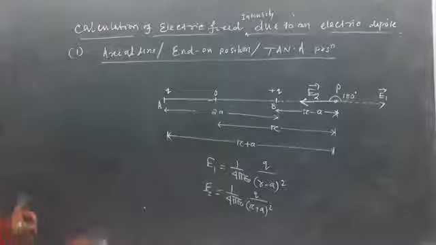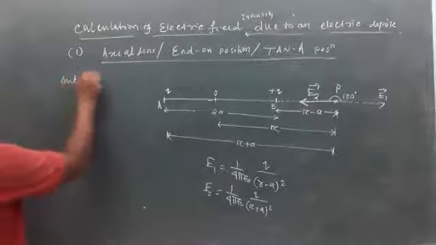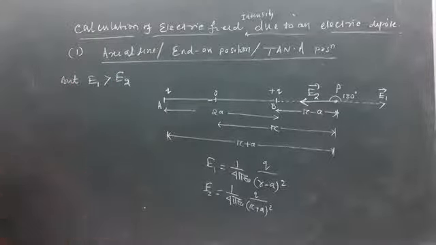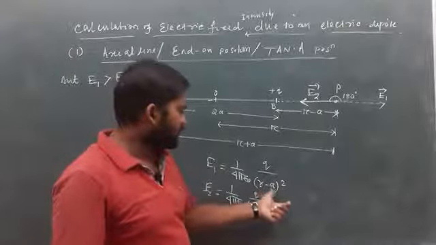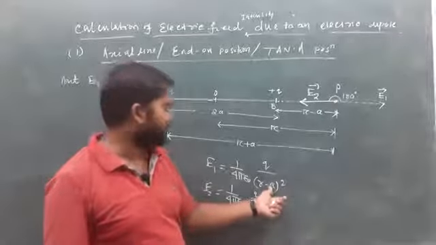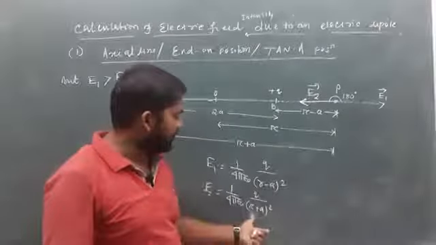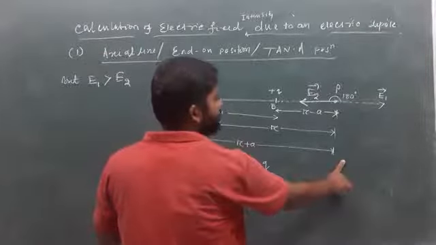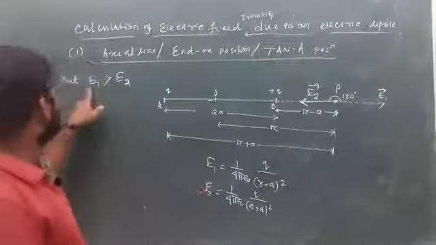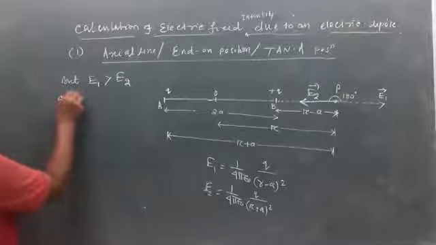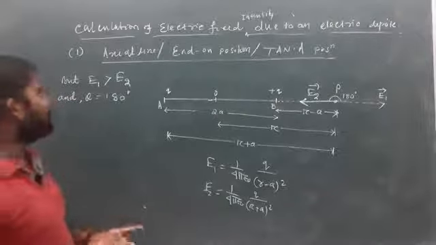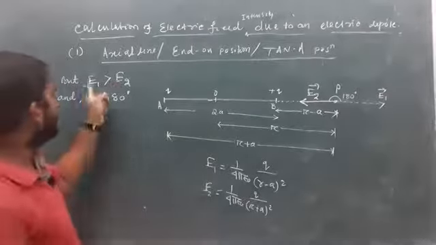But here E1 is greater than E2. Which one is greater? The E1 vector is greater than the E2 vector because this distance, r minus a, is small and lies in the denominator, so it gives a greater field. But r plus a is the bigger distance, so when the denominator is bigger, its value will be small. That is why E1 is greater than E2, and the angle between them, theta, equals 180.